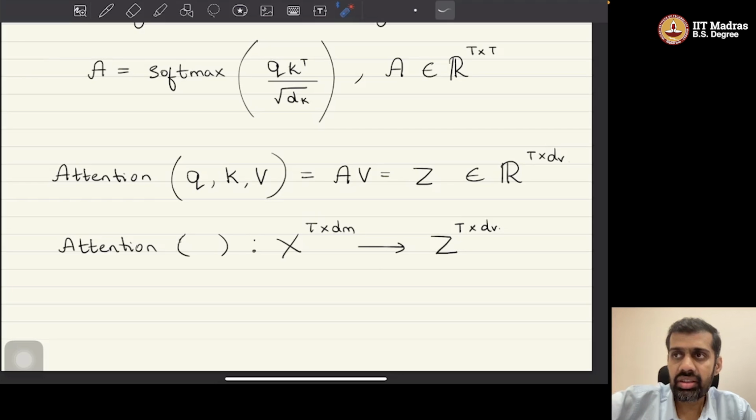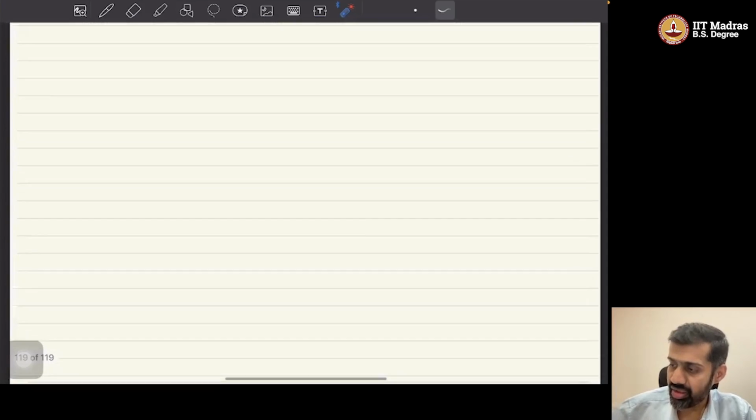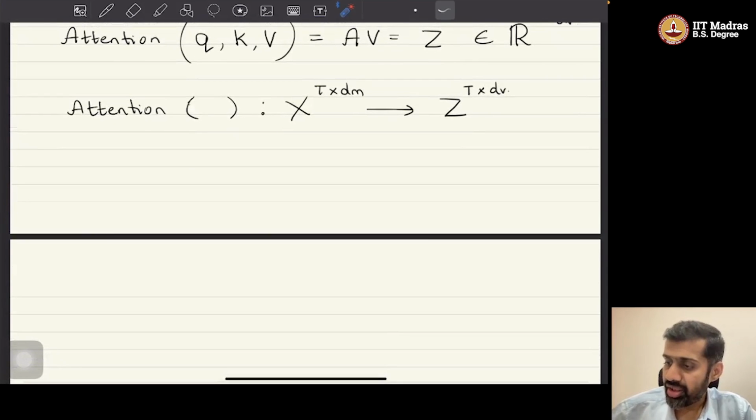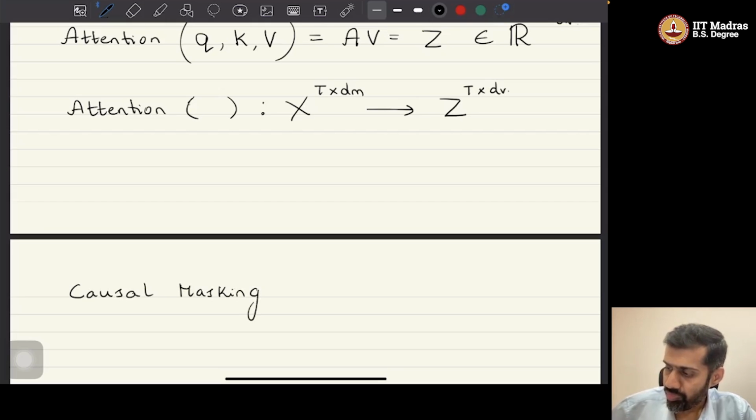Now, once this is done, what is followed in a transformer architecture is what is called causal attention. So let us look at what is masked attention, also called causal masking or causal attention.